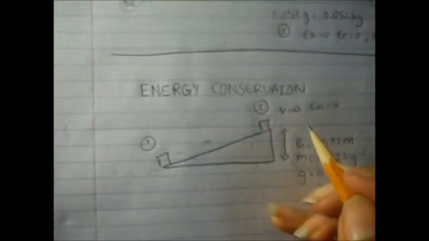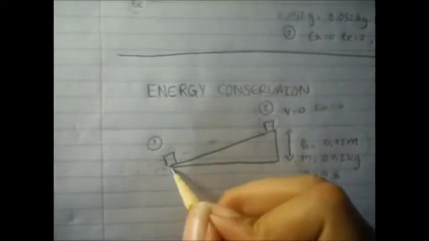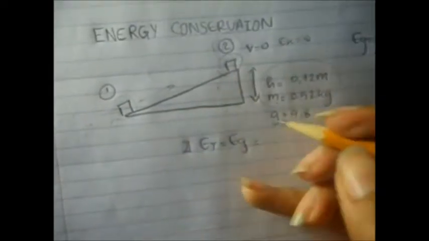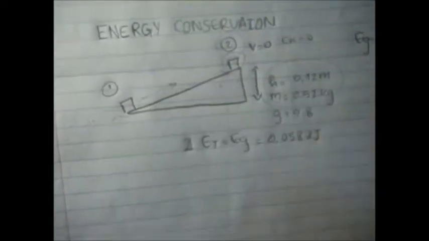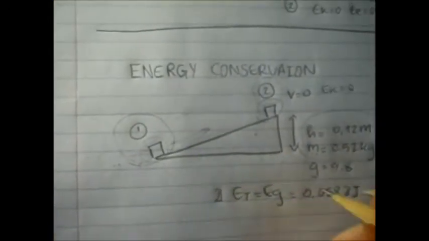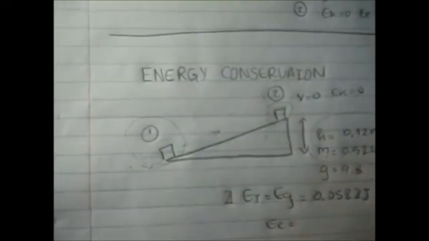Since velocity is 0, that means kinetic energy is 0 at stage 2, and elastic energy is also 0 because the rubber band was already released. Therefore, the total energy at stage 2 would be equal to the gravitational energy, which is 0.0588 joules. That means that the energy we start out with at stage 1 is also 0.0588, and that way we can find out the elastic energy that was used in the beginning.